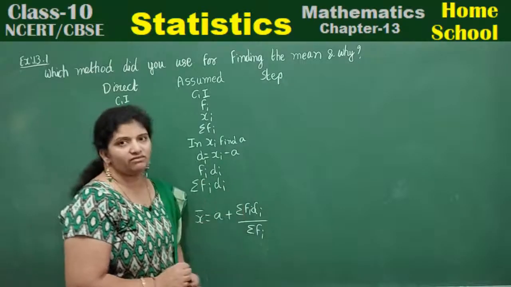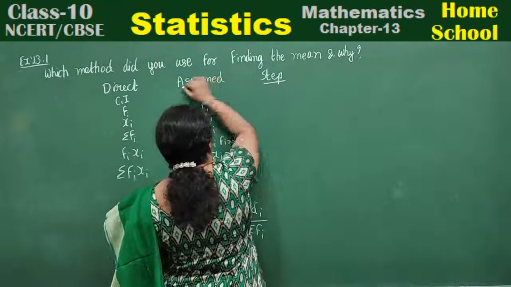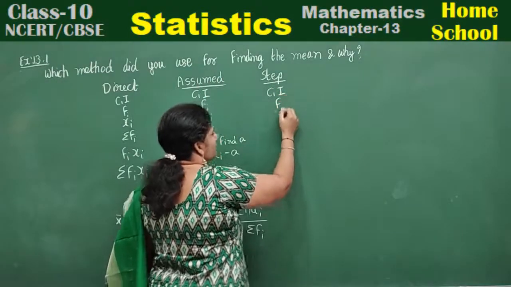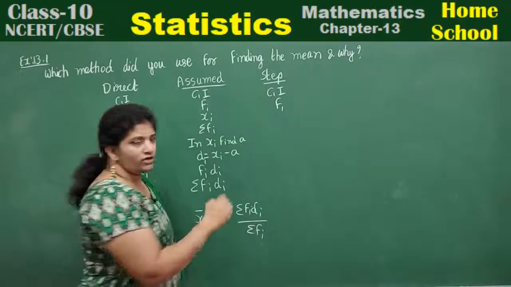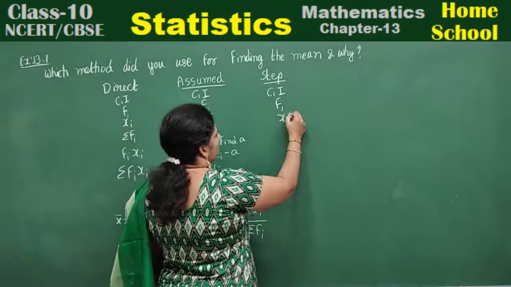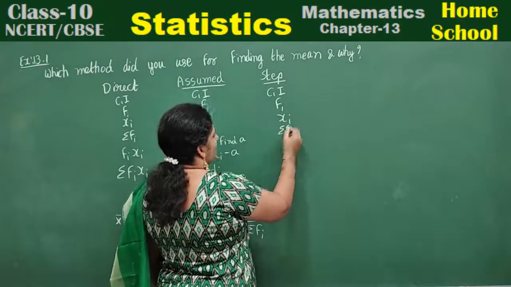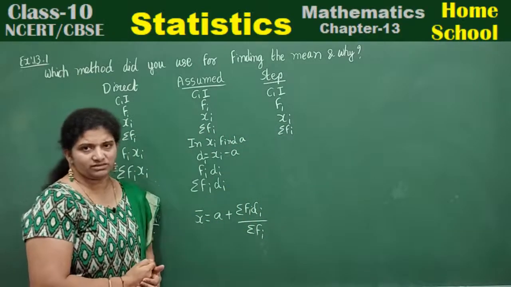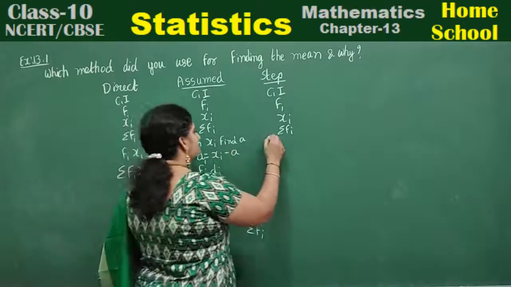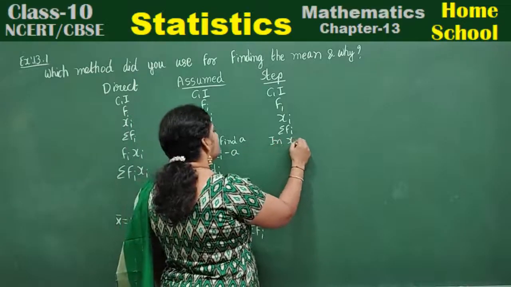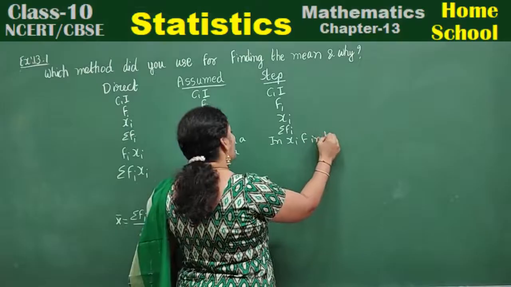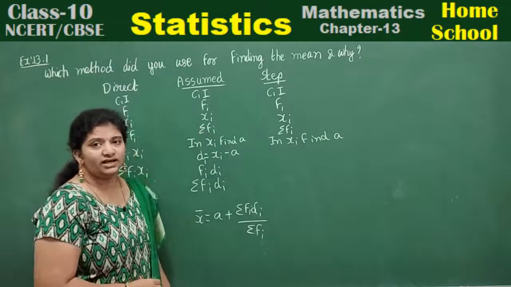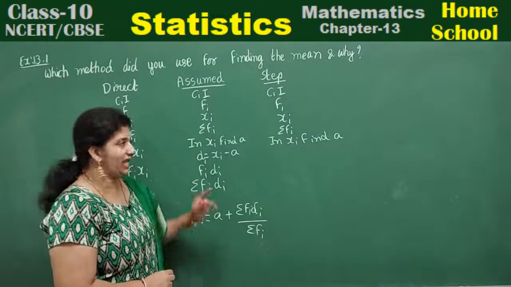Next, step deviation. In this method, the same problem, class interval and frequency will be given. What do you need to find? xi. Next, summation fi. These 4 steps are common in all the 3 methods. Now in xi, find the assumed value A.